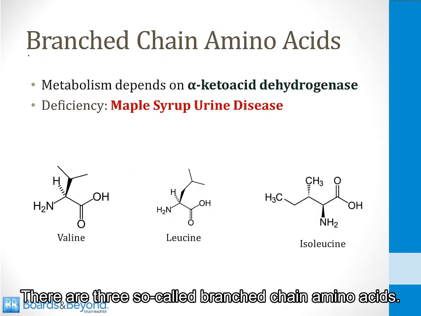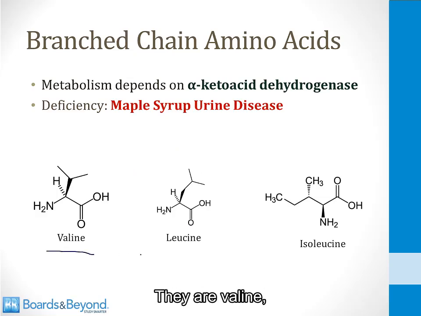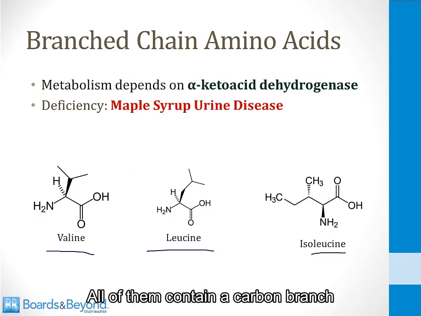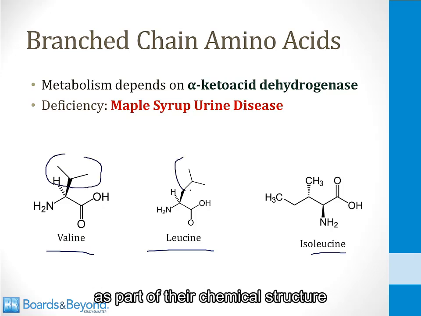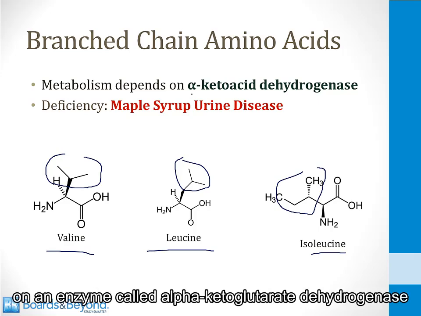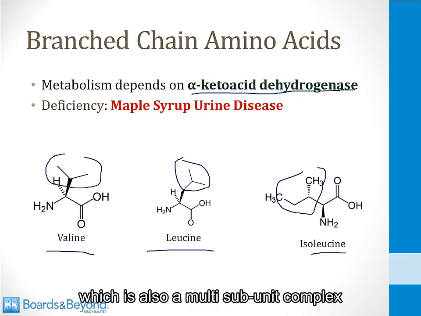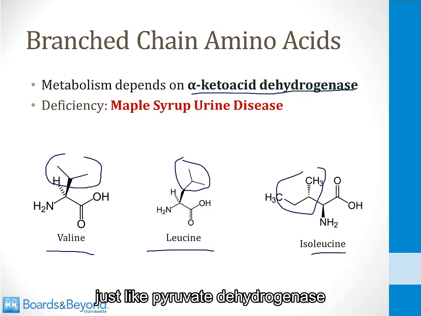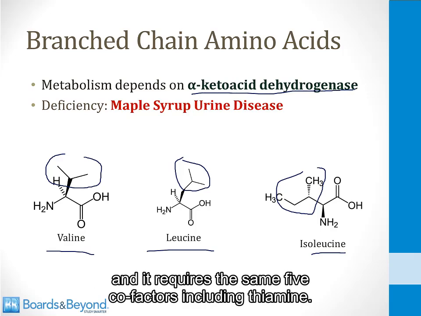There are 3 so-called branched-chain amino acids. They are valine, leucine, and isoleucine. All of them contain a carbon branch as part of their chemical structure. And metabolism of these 3 amino acids depends on an enzyme called alpha-keto acid dehydrogenase, which is also a multi-subunit complex just like pyruvate dehydrogenase, and it requires the same 5 cofactors, including thiamine.